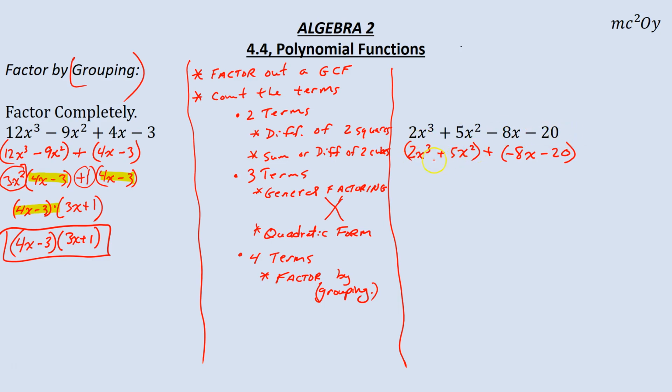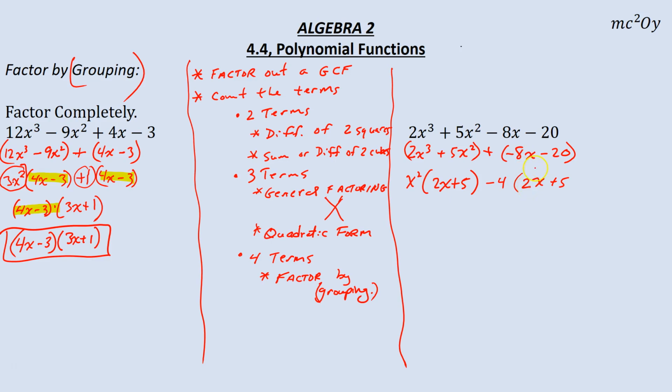So 2 and 5, nothing goes into it. X cubed and x squared and x squared. So that leaves us with a 2x plus 5. And negative 8 and negative 20. Well, we could take out a negative 4. And x and, nope, so just negative 4. So that gives me negative 8 divided by negative 4 is positive 2x. And negative 4 comes out of negative 20. So negative 4 times what is negative 20? That would be 5. So negative 4 times what is negative 8?